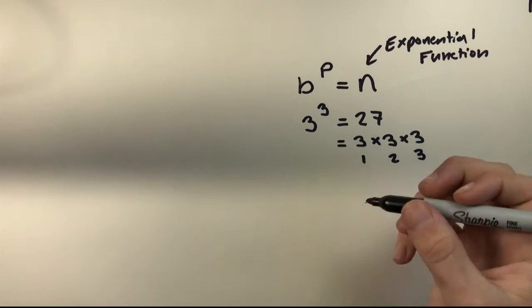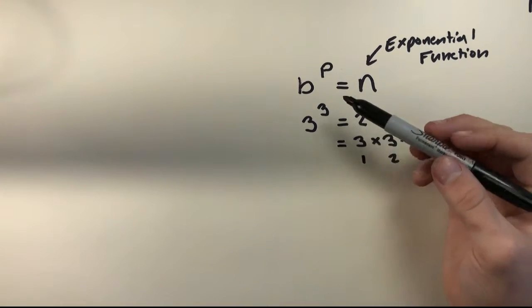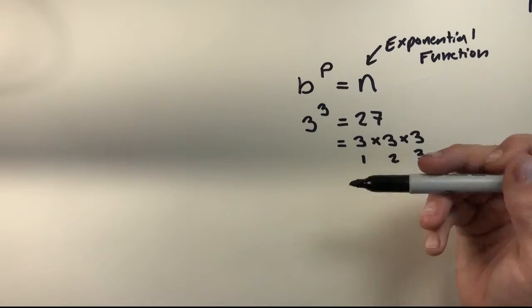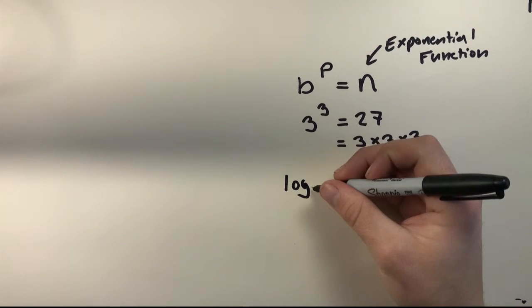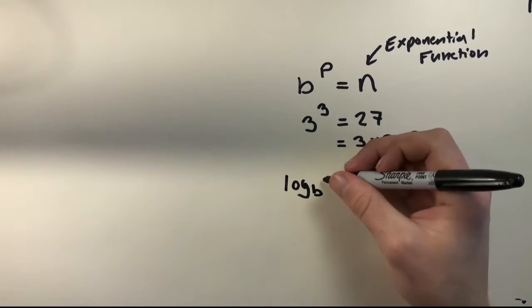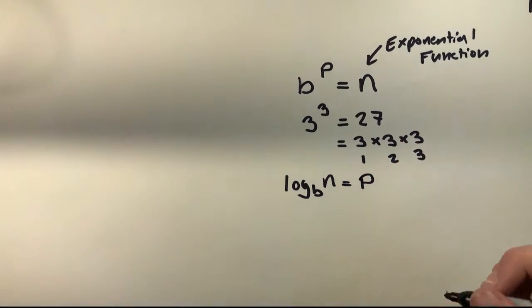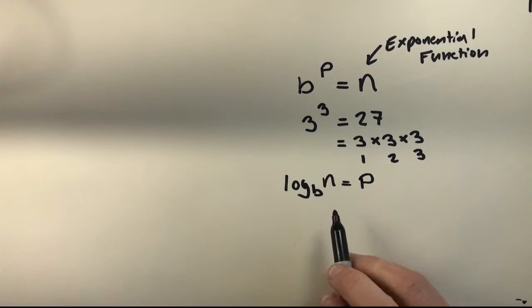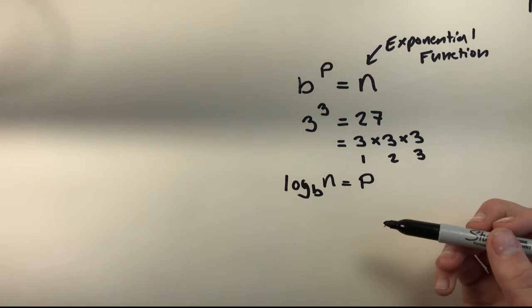Now the exponent p is referred to as a logarithm of the product n and can be rewritten as log base b of the number n will give us the power. This is the general form of a logarithm, and it's a very useful tool in mathematics. Let me show you why.